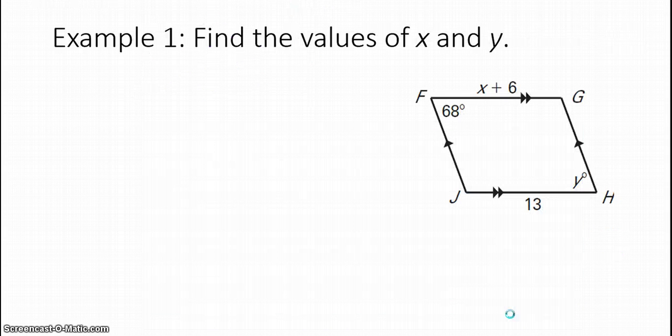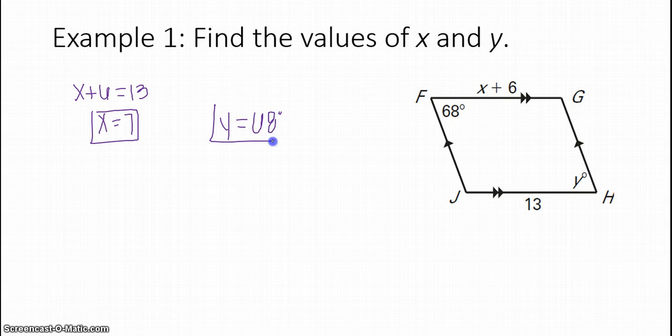Okay, now let's actually use these properties. So find the values of x and y. When I look at x, it's on a side. I know the opposite side, which is 13, and I know that opposite sides are congruent, so I can say that x plus 6 equals 13. Subtracting 6 from both sides would give me that x equals 7. For my y, it's an angle, and I know the angle that's opposite of it, so I know that those are congruent, which means y is 68 degrees. Sometimes it is just that straightforward.